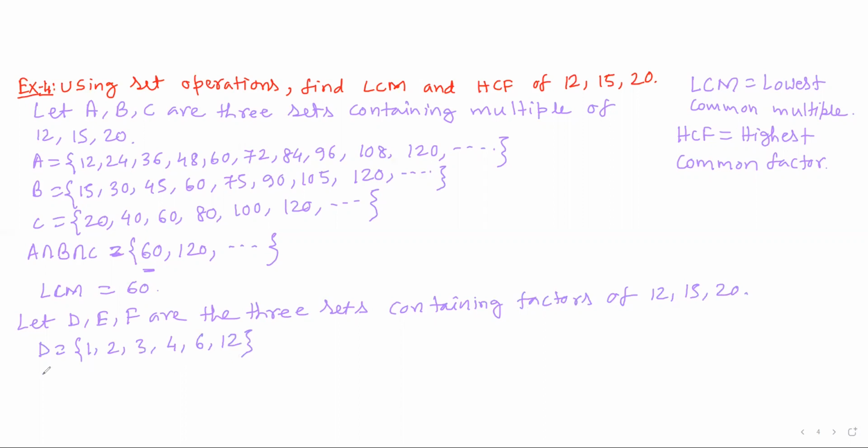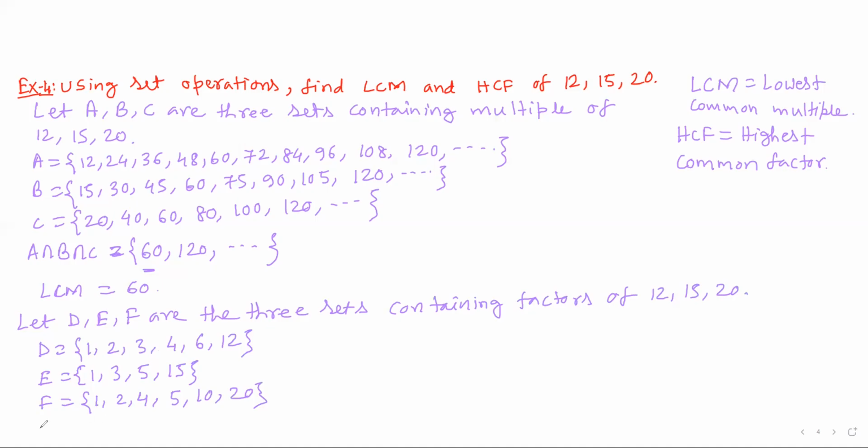Similarly, E set will contain factors of 15, that is 1, 3, 5, 15. Now F is the set which will contain factors of 20, that is 1, 2, 4, 5, 10, 20. Now we have to calculate common factors.